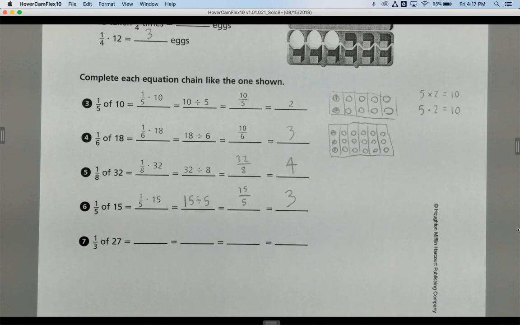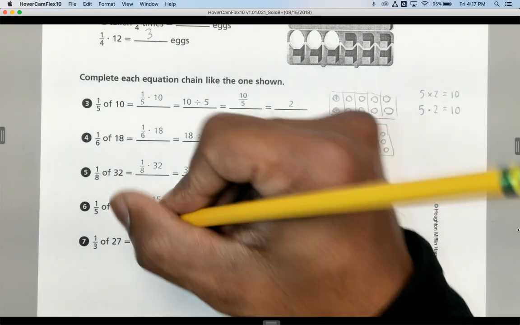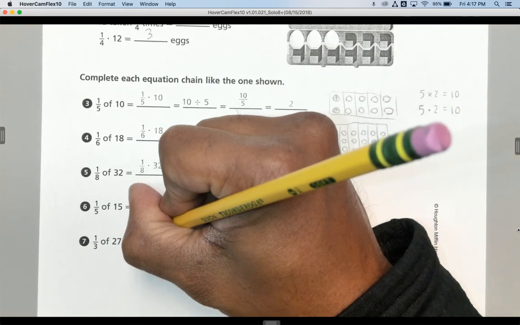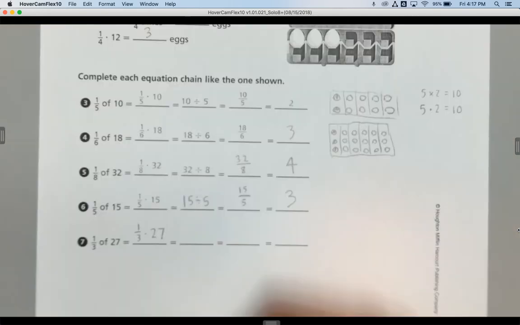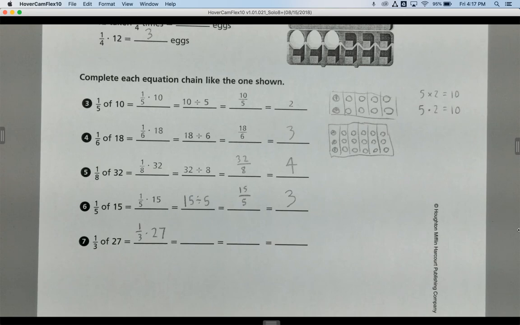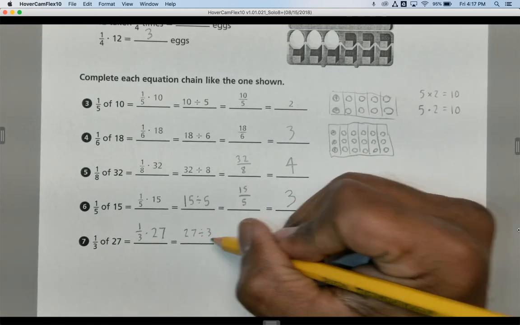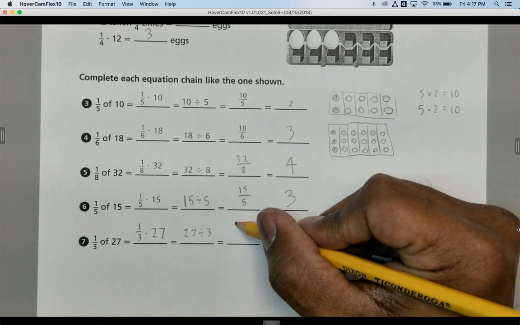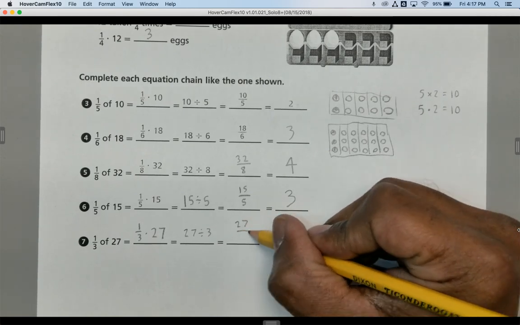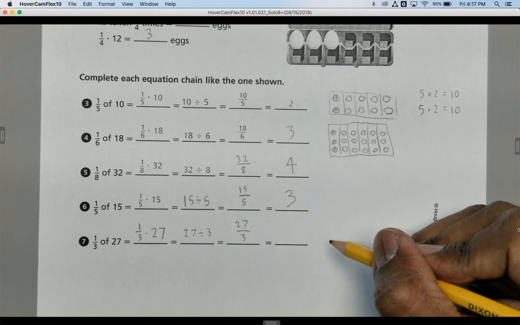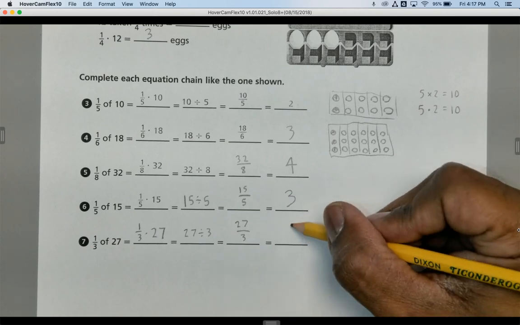Question 7, 1/3 of 27. Multiplication expression, division expression, fraction, 27 thirds or 27 over 3. And finally, for what it is, whole number 9.